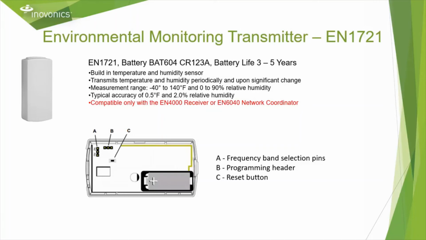The EN1721 is a built-in temperature and humidity sensor. It will send a message to its receiver periodically and any time there has been a significant change in temperature. It has a measurement range of -40 to 140 degrees Fahrenheit and a humidity range of 0 to 90%. The typical accuracy is 0.5 degrees Fahrenheit and 2% humidity and has a 3 to 5 year battery life.